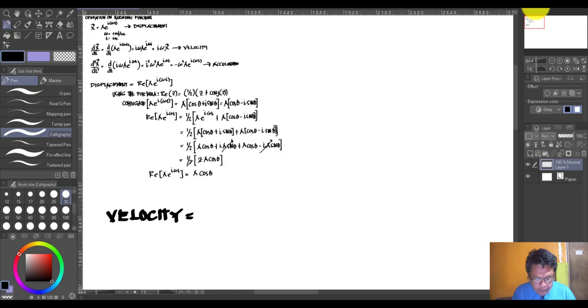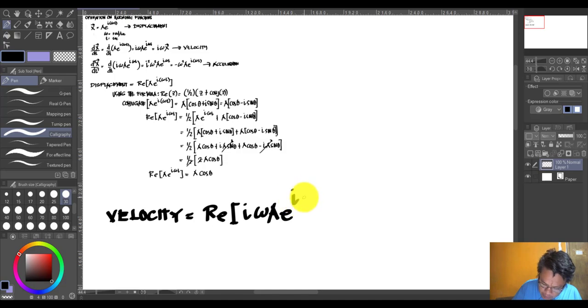Now next for my velocity, again, the real part from this equation, the real part of that one. So we have your RE, close parenthesis, we have your I, angular velocity, we have your amplitude, and E, so that will be raised to I times the angular velocity times time.